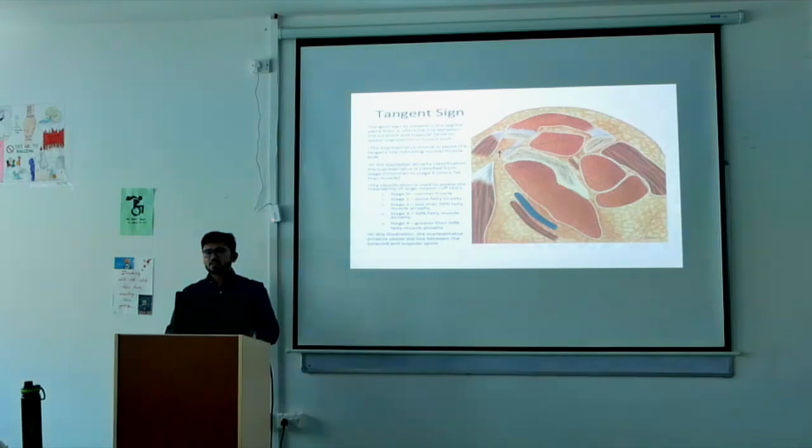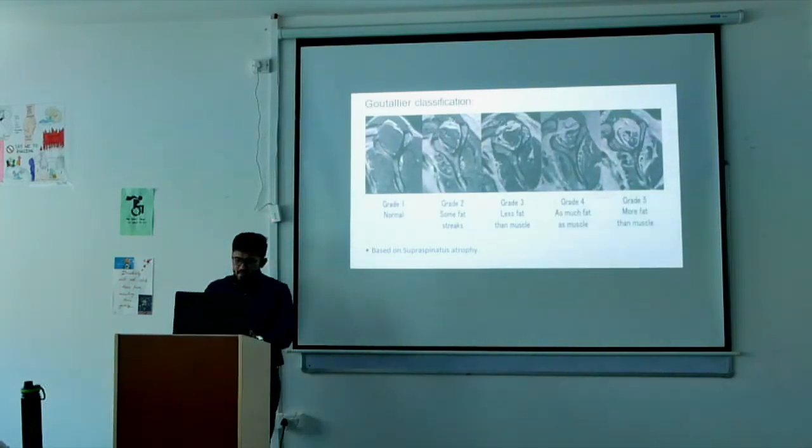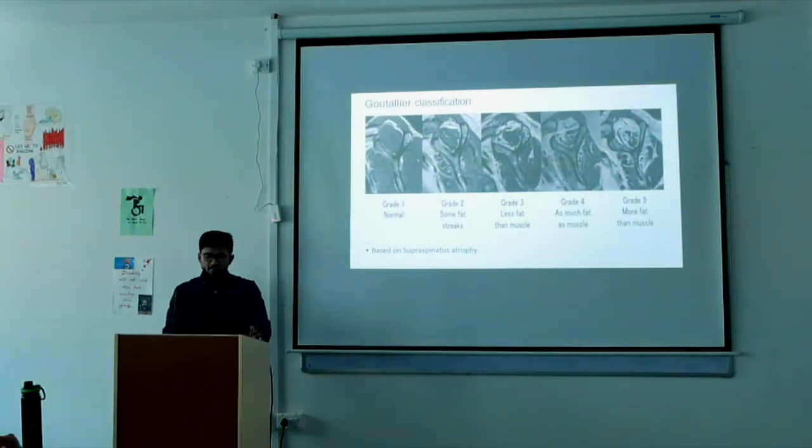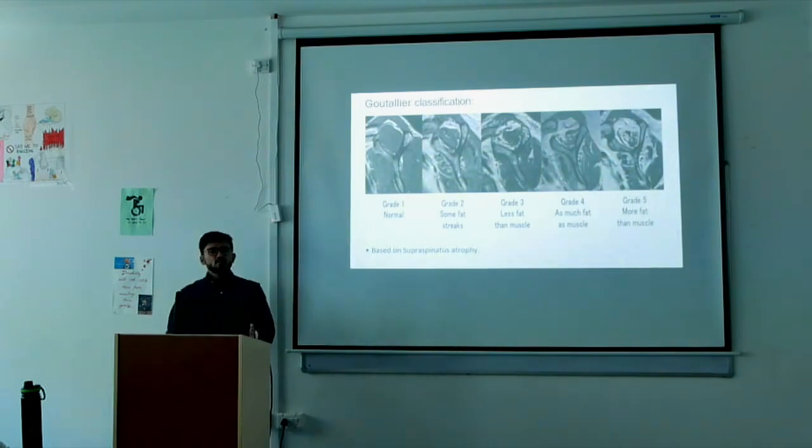Classification: the Goutallier classification is based on the atrophy of the supraspinatus muscle. We will be discussing it here itself. It is classified in 5 grades. Grade 1, in which the muscle belly of the supraspinatus muscle is normal. In grade 2, we can see that there are some fat streaks seen in the muscle on the MRI. In grade 3, there is more muscle than fat. In grade 4, the volume of the fat and the muscle is equal, and in grade 5, there is more fat than the muscle.